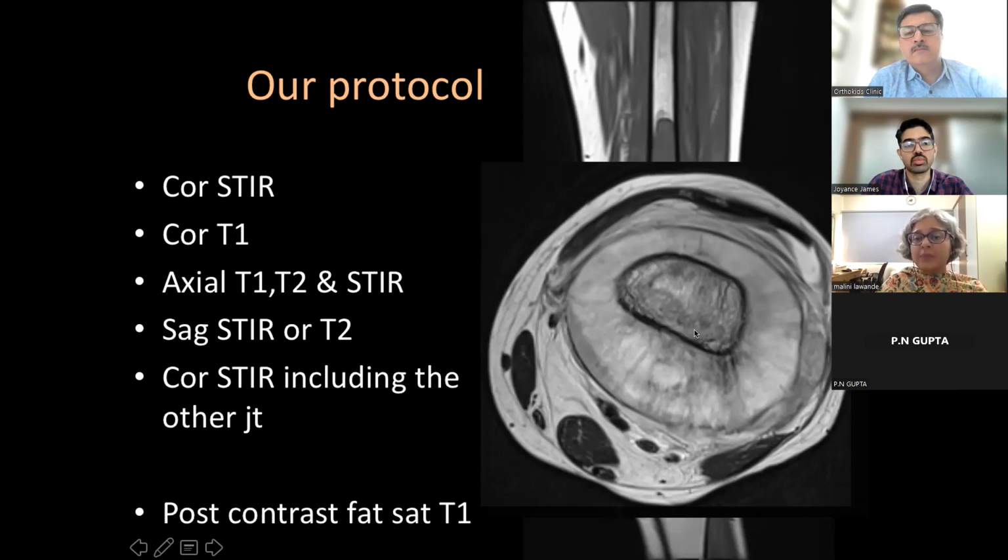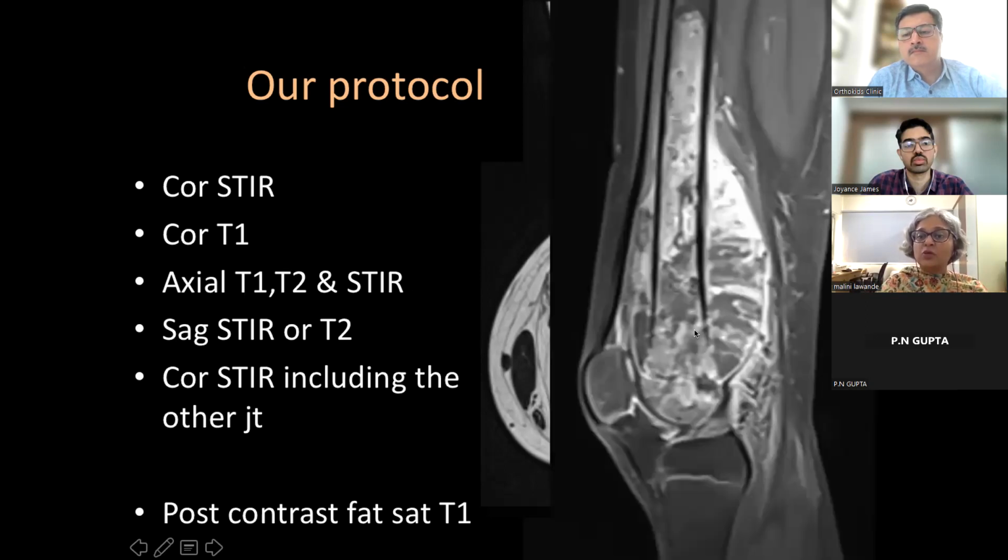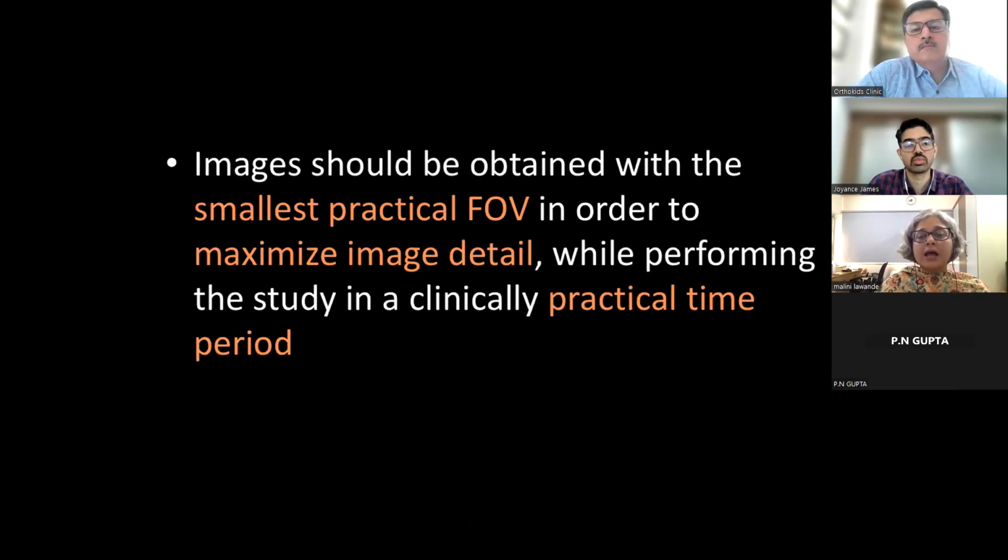And it's very important to always have a scan which includes the other joint also. So if I'm scanning the knee joint and the lesion is in the femur, we end with a coronal STIR image which includes the hip joint also. After that, we do contrast images, where after injection of gadolinium, we obtain a fat saturated T1 weighted image. So whatever the tumor will take up contrast, and the areas of necrosis and cystic components can be seen well. The important thing is these images should be obtained with the smallest possible field of view.